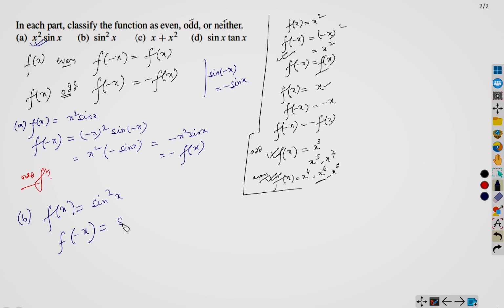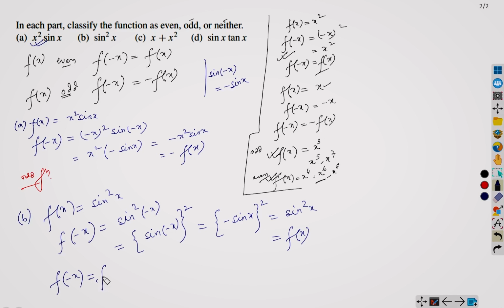f of minus of x, replacing x by minus of x, we can write this in this form. Now we know this equals minus of sine x whole square, which equals sine square x. Yes, and we obtain this as f of x. f of minus x equals f of x we obtain. Yes, so this is an even function from the definition.